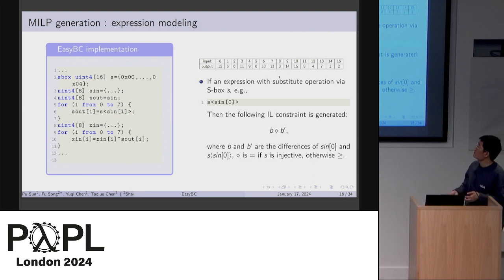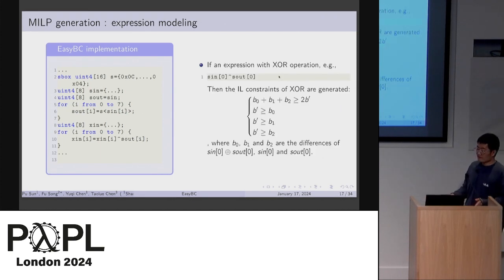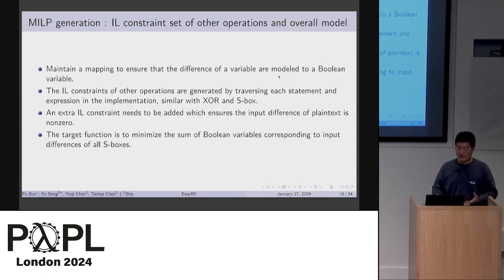If the operator is the substitution via the S-box, then this constraint will be generated, where the form of this constraint is based on whether the S-box is injective. If the operator is inclusive OR, then the aforementioned integer linear constraint set will be generated to model this expression. All this generation process maintains a mapping from each difference of variables to the corresponding Boolean variable. And all the integer linear constraints will be generated by traversing all statements and expressions.